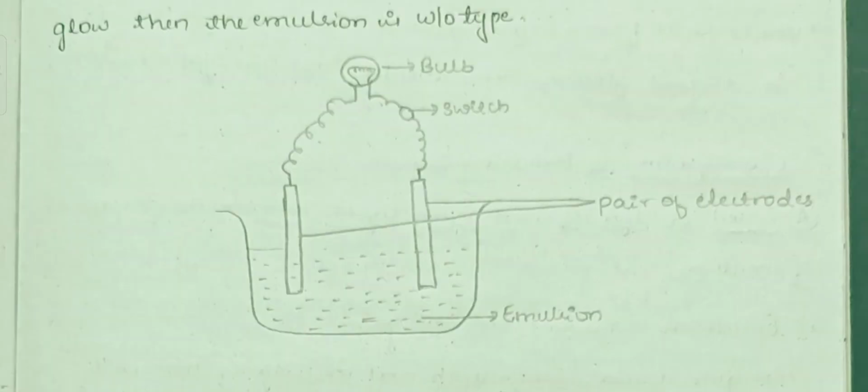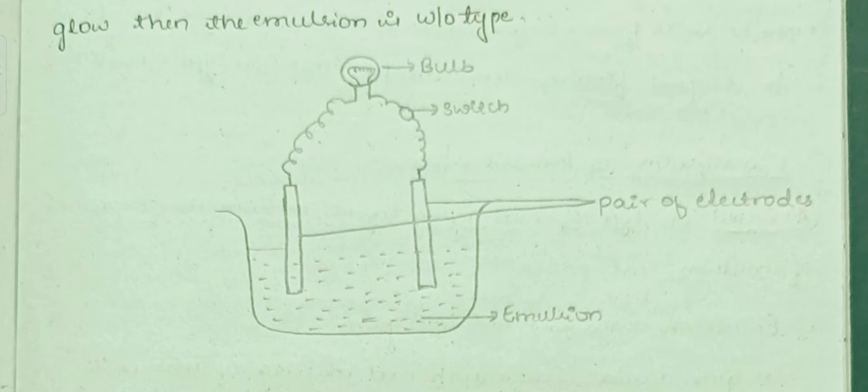See, this conductivity test is a simple test. You are going to take the emulsion in the beaker. You are going to add the two electrodes, that is positive and negative electrode. You will connect it to the bulb and you have the switch. When you turn on the switch, the current will pass through the electrodes, and if the water is present in the continuous phase, that is oil in water type of emulsion, the bulb will glow, because water is a good conductor of electricity.